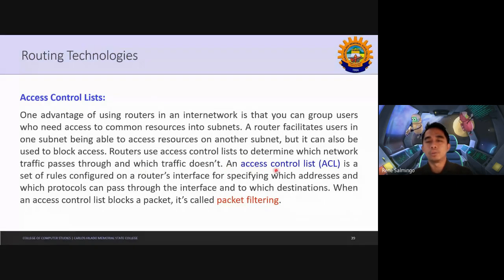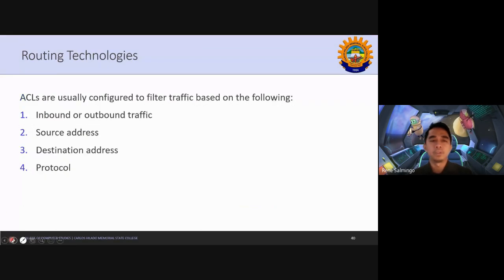An access control list is a set of rules configured on a router interface for specifying which addresses and which protocols can pass through the interface and to which destination. We call this packet filtering. ACLs are usually configured to filter traffic based on the following: inbound and outbound traffic, source address, destination address, and protocol.